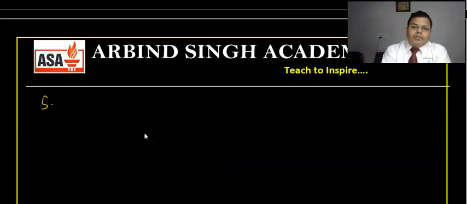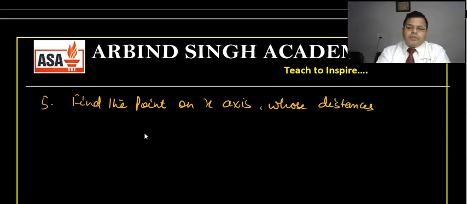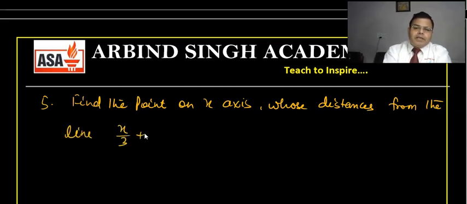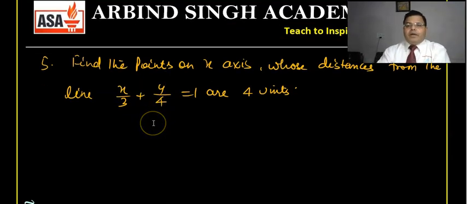Now let us solve question number 5. Find the point on the x-axis whose distance from the line x by 3 plus y by 4 is equal to 1 is 4 units. Find the points. There may be more than one point, and that is why the distance is given. So you can calculate this. Try to understand how.